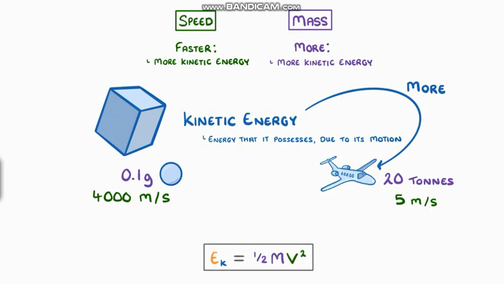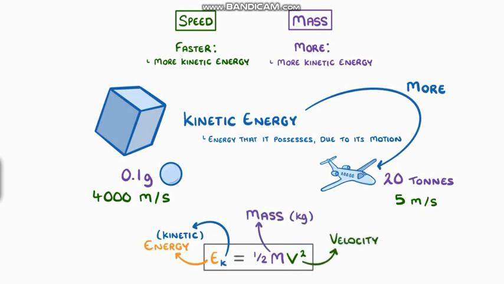If you're not familiar with this equation, the E stands for energy, and the little k means it's kinetic energy. Then m is mass, which we measure in kilos, and v is velocity, which for the sake of this question is the same as speed, and is measured in meters per second.